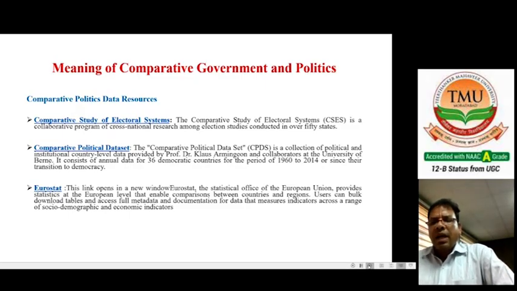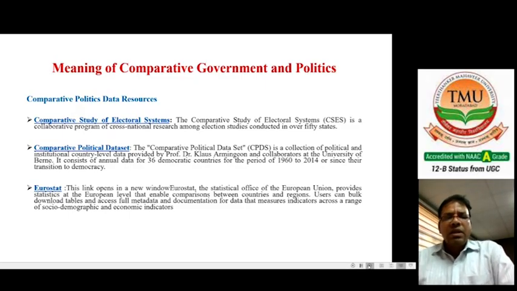CPDS is a collection of political and institutional country-level data provided by professors, doctors, scholars, and interns in collaboration at the University of Siegen. It consists of annual data for 36 democratic countries for the period of 1960 to 2014, or since after the transition to democracy. That means they are also collecting data on the different systems of government.